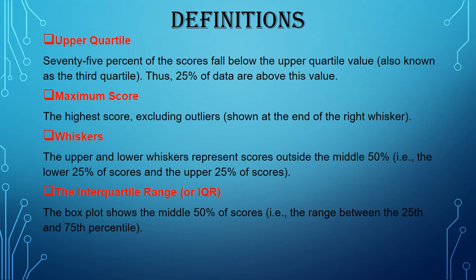Whiskers. The upper and lower whiskers represent scores outside the middle 50%, i.e., the lower 25% of scores and the upper 25% of scores. The interquartile range. The box plot shows the middle 50% of scores, i.e., the range between the 25th and 75th percentile.